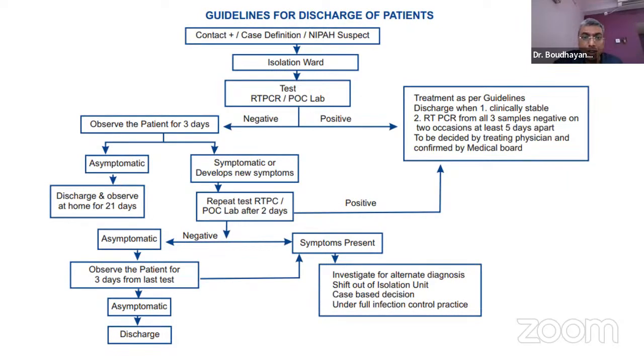So I have already discussed discharge criteria. If the report is positive, we treat as per guideline and discharge as per recommendation. I have already told, 3 samples twice within 5 days have to be negative. And if it is negative and the patient is asymptomatic, we can ask him to go home and observe for 21 days, and of course keep the phone on. And in the symptomatic, we have to repeat the test every 2 days. But we should keep other differentials in our mind.